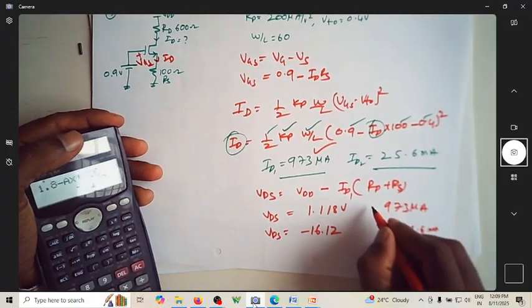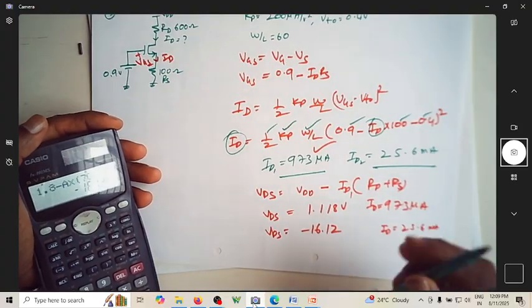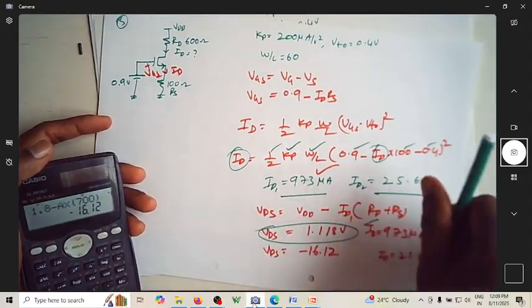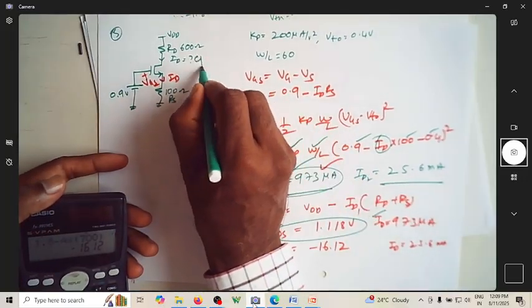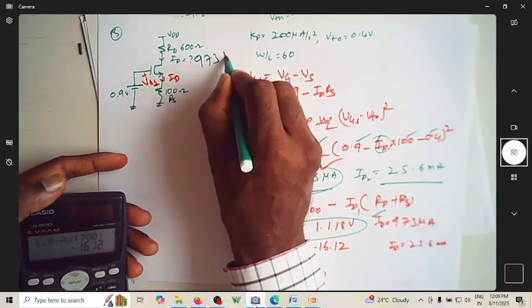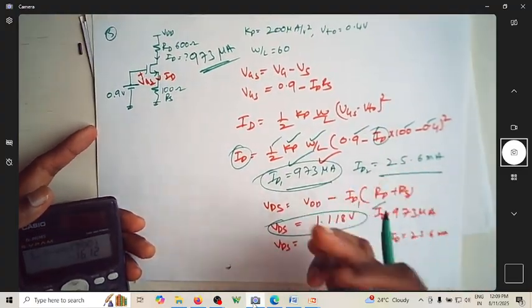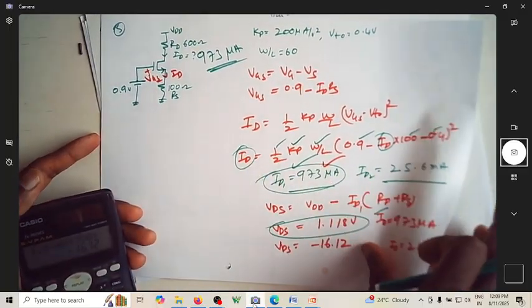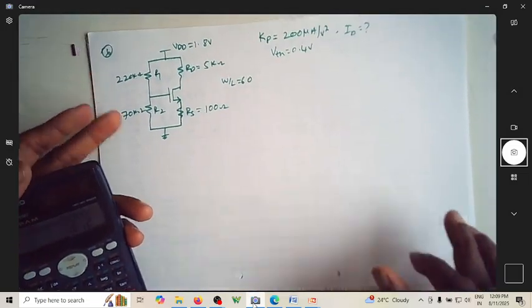So out of these two IDs, which ID is giving a proper VDS? This ID is giving a proper VDS. So the ID now is this. The current flowing is 973 microampere. We are supposed to find both the values and then decide which one is proper. Okay, let us find what is ID here.